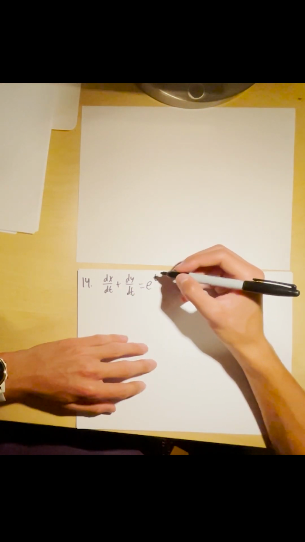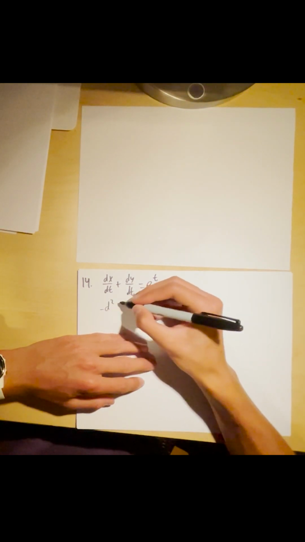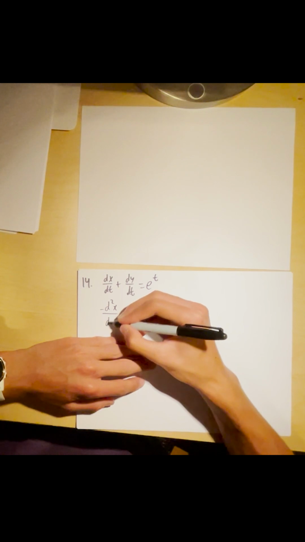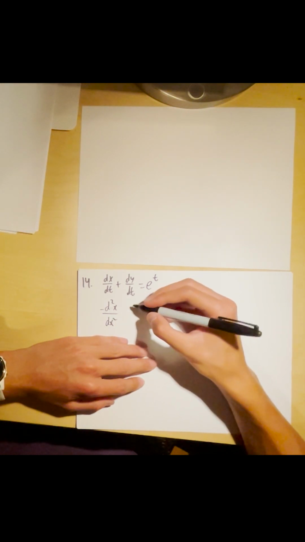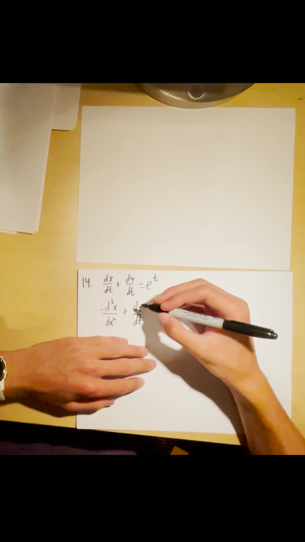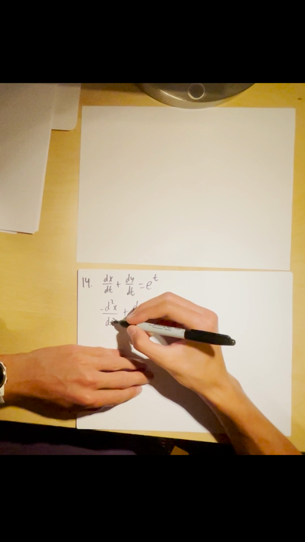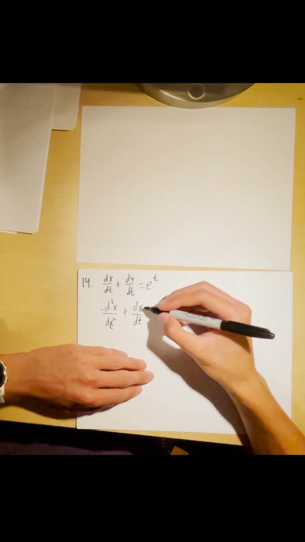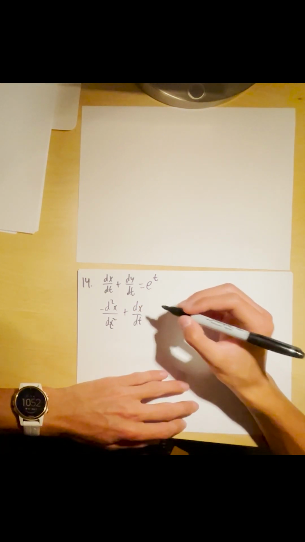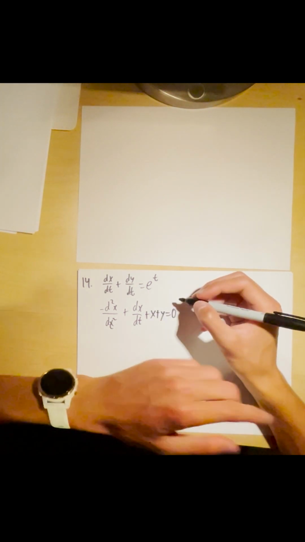The other equation is negative d2x by dt2 plus dx by dt plus x plus y equals 0.